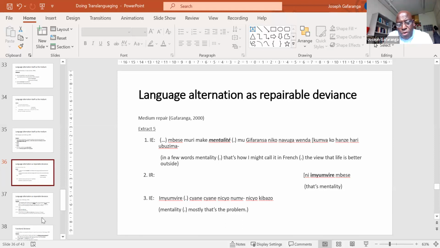And you have then a language formulation which says, that's how I might call it in French. And at that point, the interviewer comes in and says, it's a mentality. And in 3, the interviewee ratifies the repair. So here again, you cannot say there is no orientation to the difference between French and whatever else they are using, not only because they have formulated it as, this is how I might call it in French, but also because of the repair. So the French mentality is in a way deleted, and the new term, the Kinyarwanda item, is adopted, as revealed in the ratification in 3.